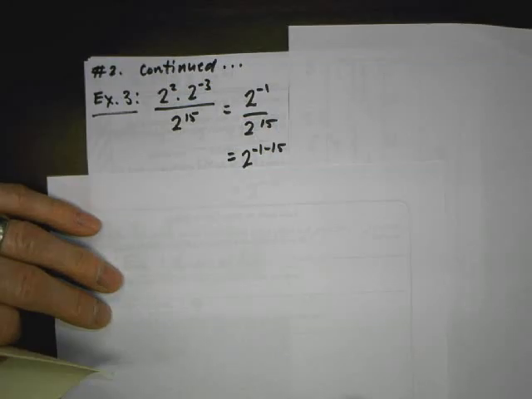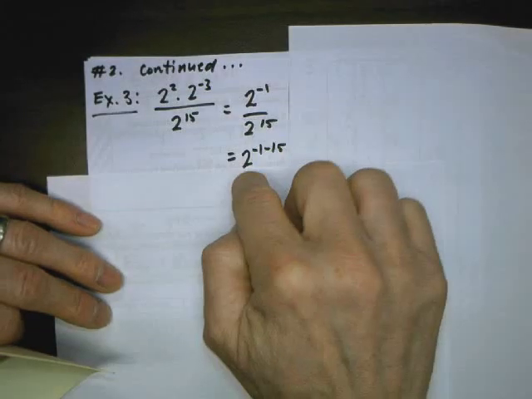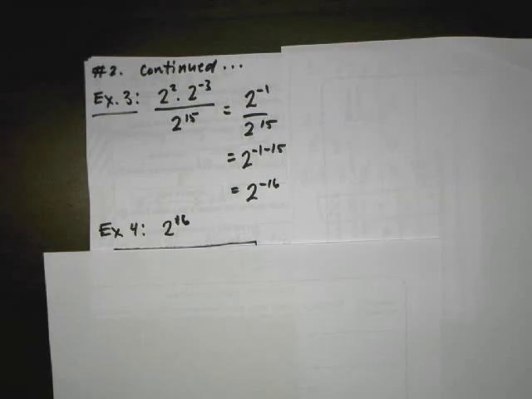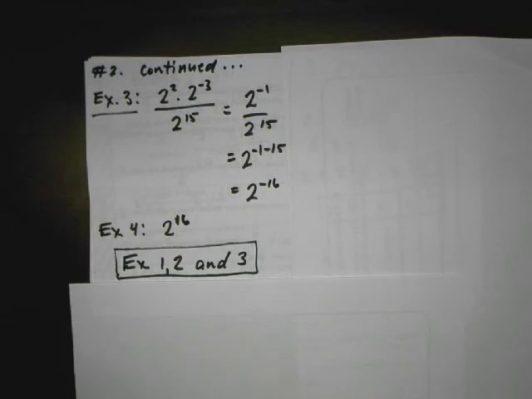And now I do the top and the bottom. And like we said before, dividing powers, copy the base, subtract the two exponents. That's the same also. And number 4, expression 4, is 2 to the 16th. Well, 2 to the 16th is not the same as 2 to the negative 16th. So the answer for this one was expressions 1, 2, and 3 are equivalent to the given expression.